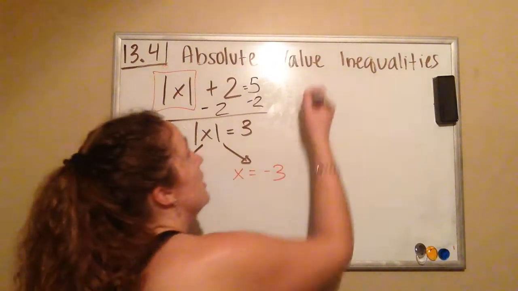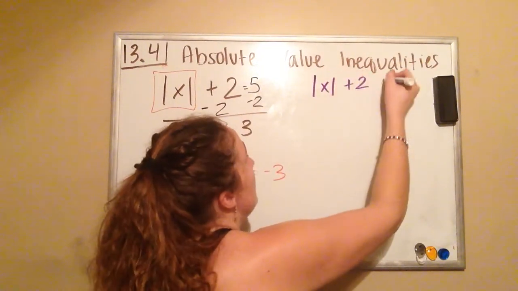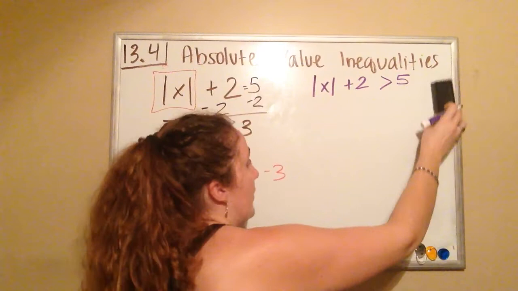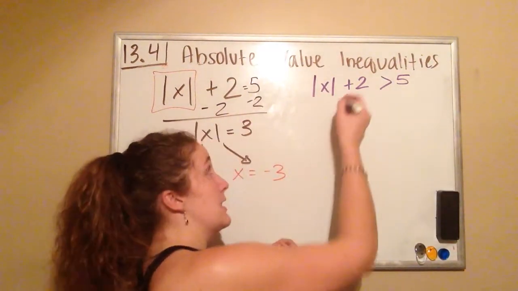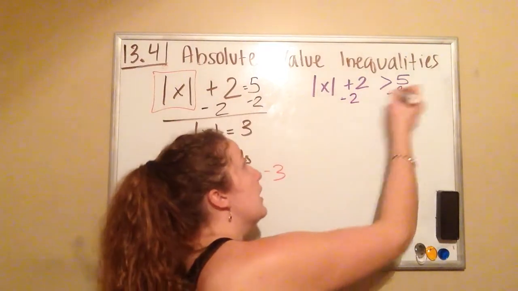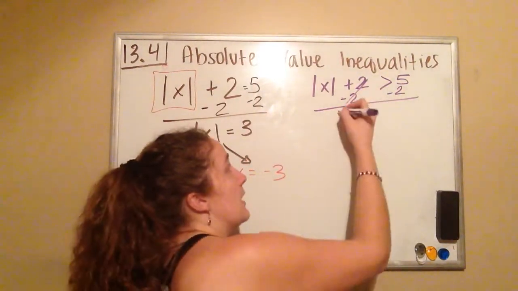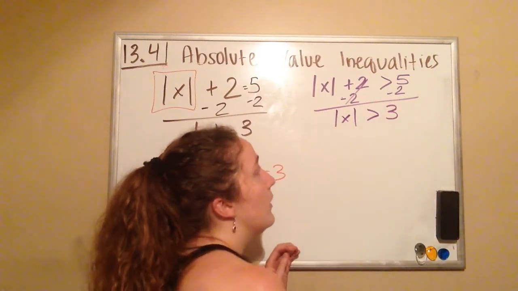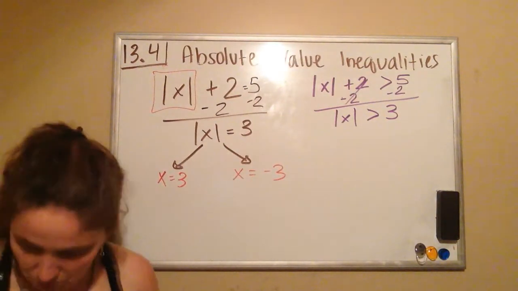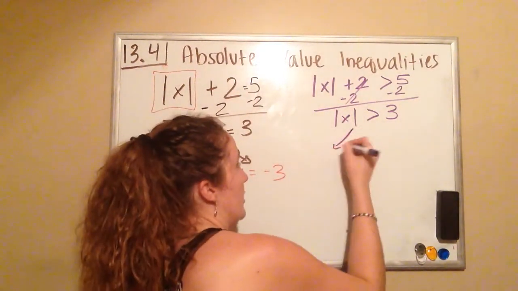So with the inequality, let's say it said absolute value of x plus 2 is greater than 5. Okay? We still need to isolate the absolute value in the same exact process we had done before. So we're still subtracting that 2 from both sides. And then we'd have the absolute value of x is greater than 3. Okay? So, close, we're getting there. But we still have to break up into those two cases.